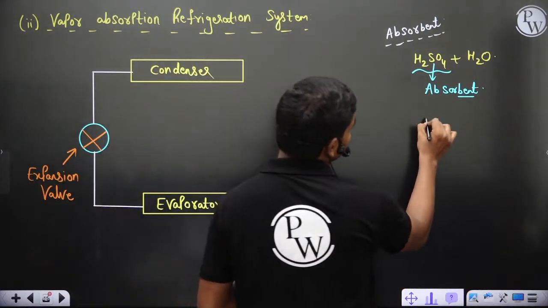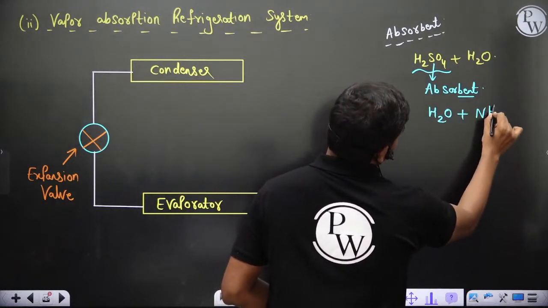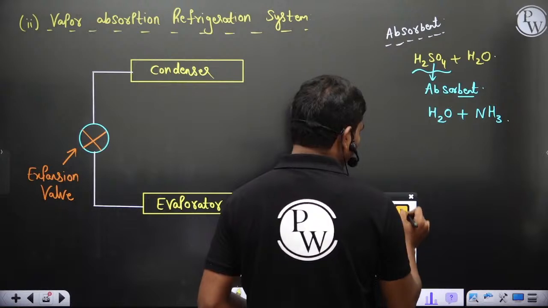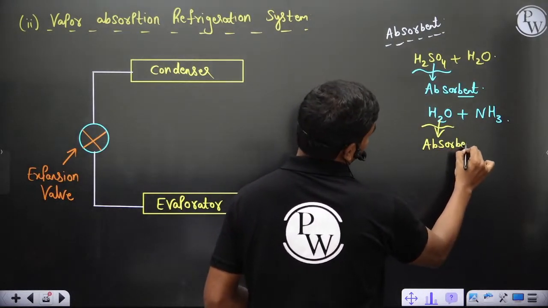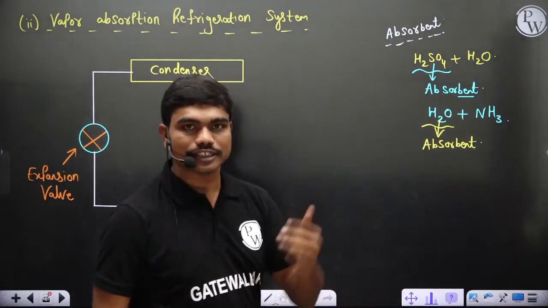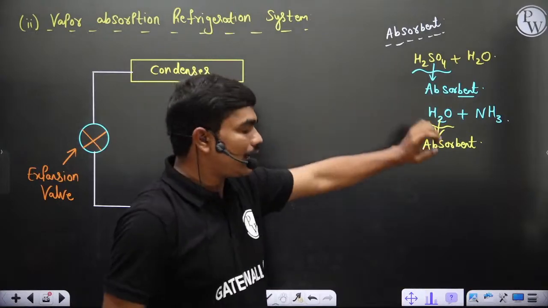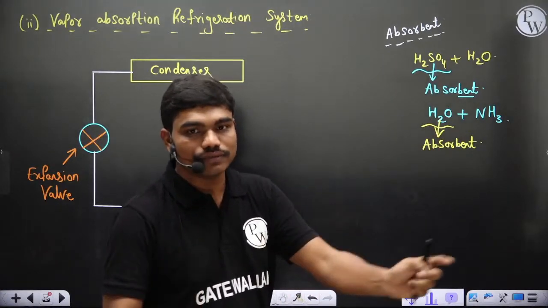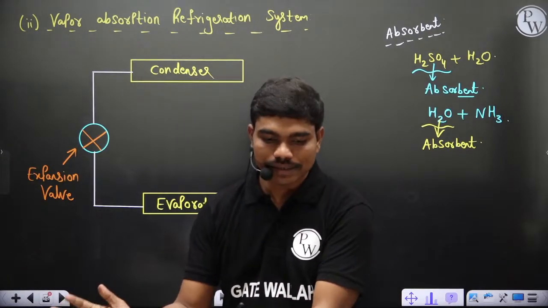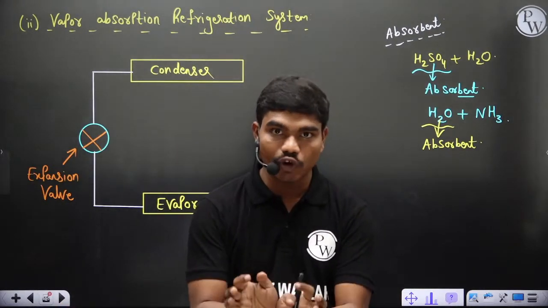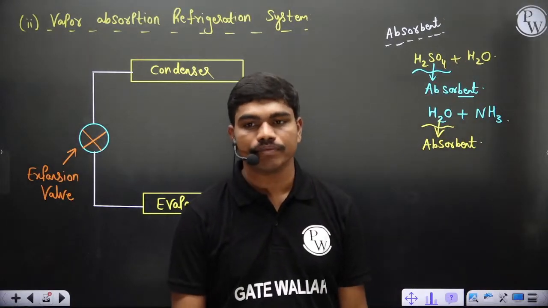Similarly, if you have other combinations, like water plus ammonia, this water is the absorbent. Water absorbs ammonia easily. And similarly you have other combinations like lithium bromide and ammonia, where lithium bromide is the absorbent. But anyway, the main idea is, if you bring one fluid near another which has affinity, let's say I have some H2SO4 and some water is spilling over here, and I bring that H2SO4 in contact with that water, then this H2SO4 will try to absorb all this water. Did you all understand this?